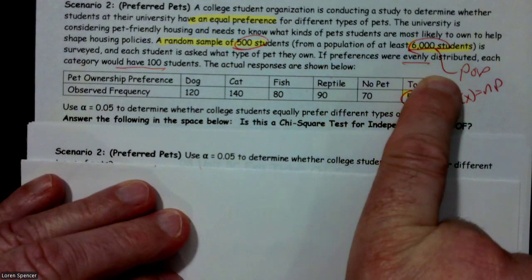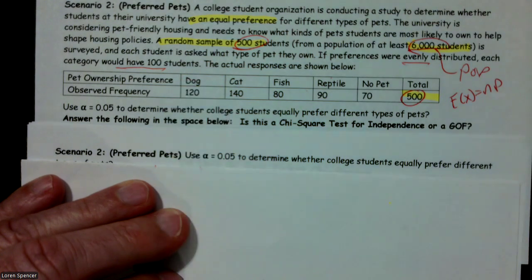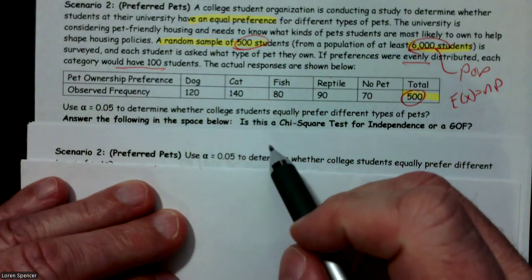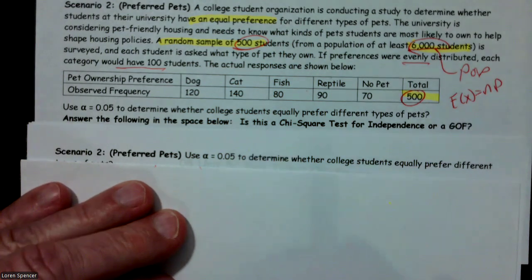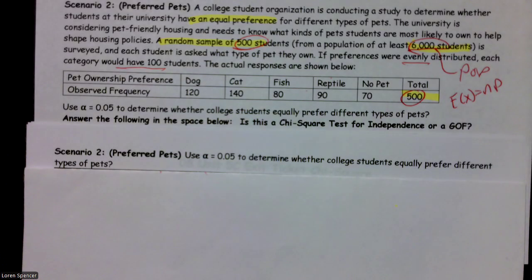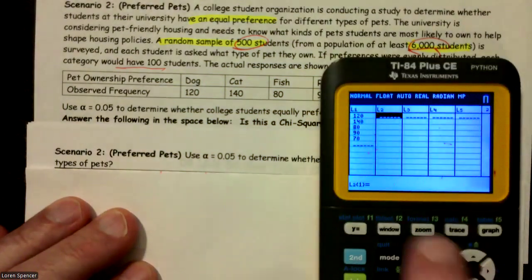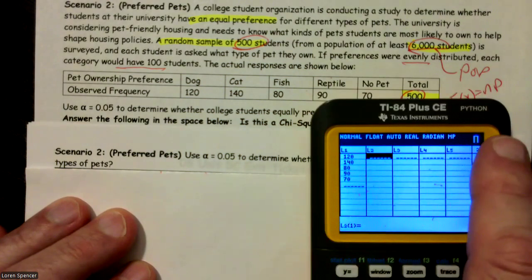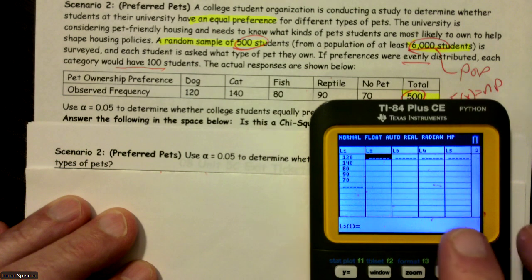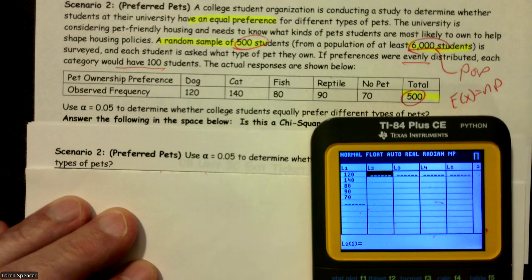If preferences were evenly distributed, each category would have 100 students. Actually, I think it would have 100 pets. The actual responses are shown below. Use alpha equal 0.05 to determine whether college students equally prefer the same type of pet. We did this in a warm up, but I still want to go back and do it because I want to make sure we are ready for our test. So I went into stat edit and input the dogs at 120, the cats at 140, 80 for fish, 90 for reptiles, and 70 for those who don't have pets.